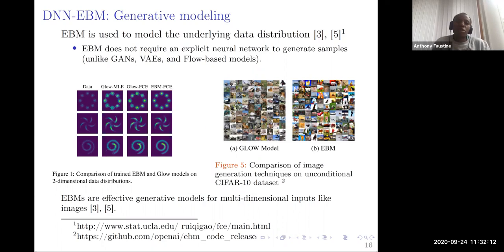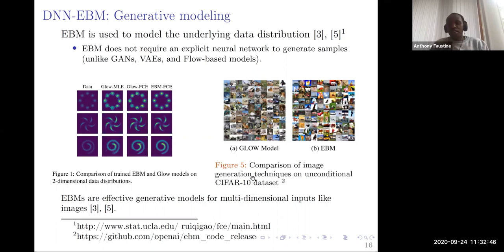But with energy-based models, these samples are implicitly generated, so you don't need another architecture for generating samples. This adds more flexibility to the design of the neural net architecture that you could use to build your deep neural net energy-based model. And several experiments have shown that the samples generated by energy-based models are clearer and better compared to samples generated by other models.